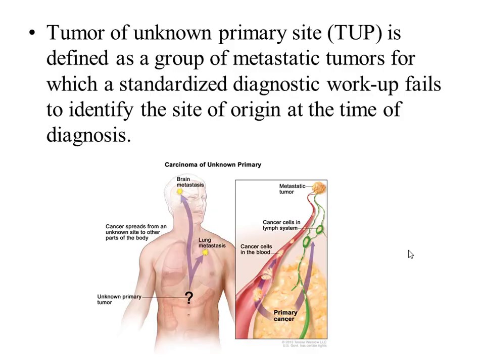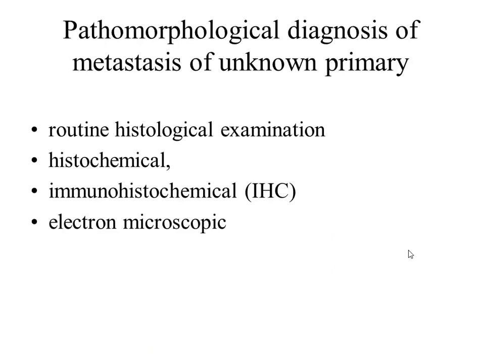Tumor of unknown primary site is defined as a group of metastatic tumors for which a standardized diagnostic workup fails to identify the site of origin at the time of the diagnosis. As you remember, metastasis is tissue particles, tumor particles, which seated in the body of the patient, like a distant spreading of the tumor cells.